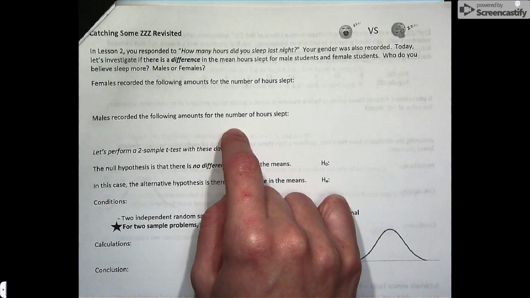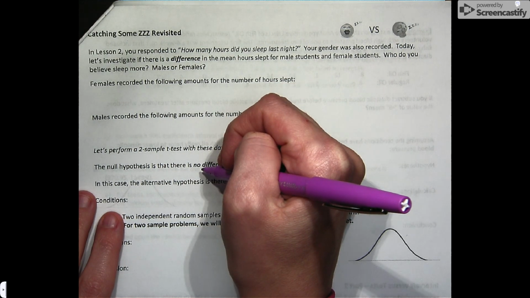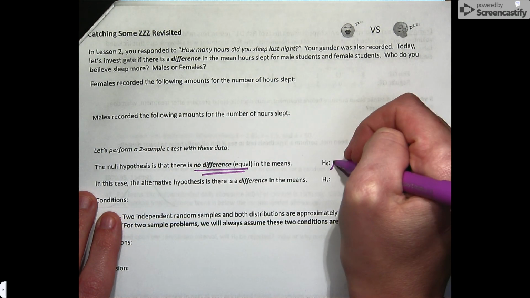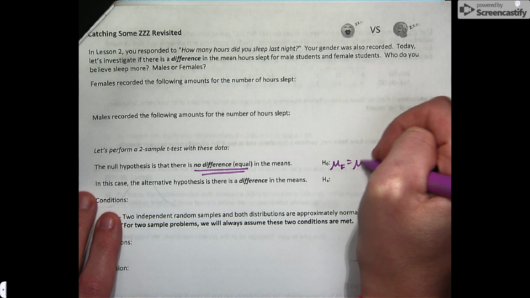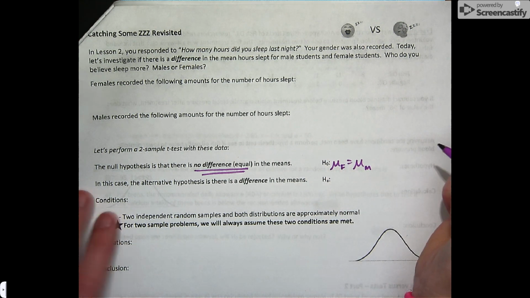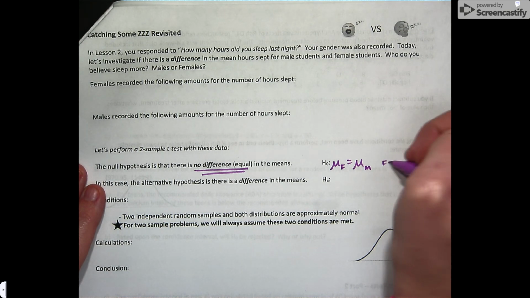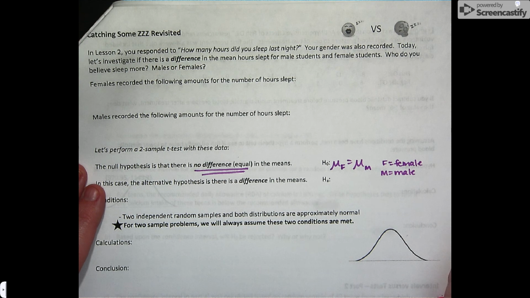Regardless if you do this activity with Miss Wilkes or not, we can write our hypotheses for this. So if we want there to be no difference, that means we want them to be equal. So that means we want the mean that females sleep to be the same as the mean that males sleep. I'm just going to use F and M here, but off to the side, I am going to put that F equals female and M equals male, just so we have a nice little legend to say which one's which.